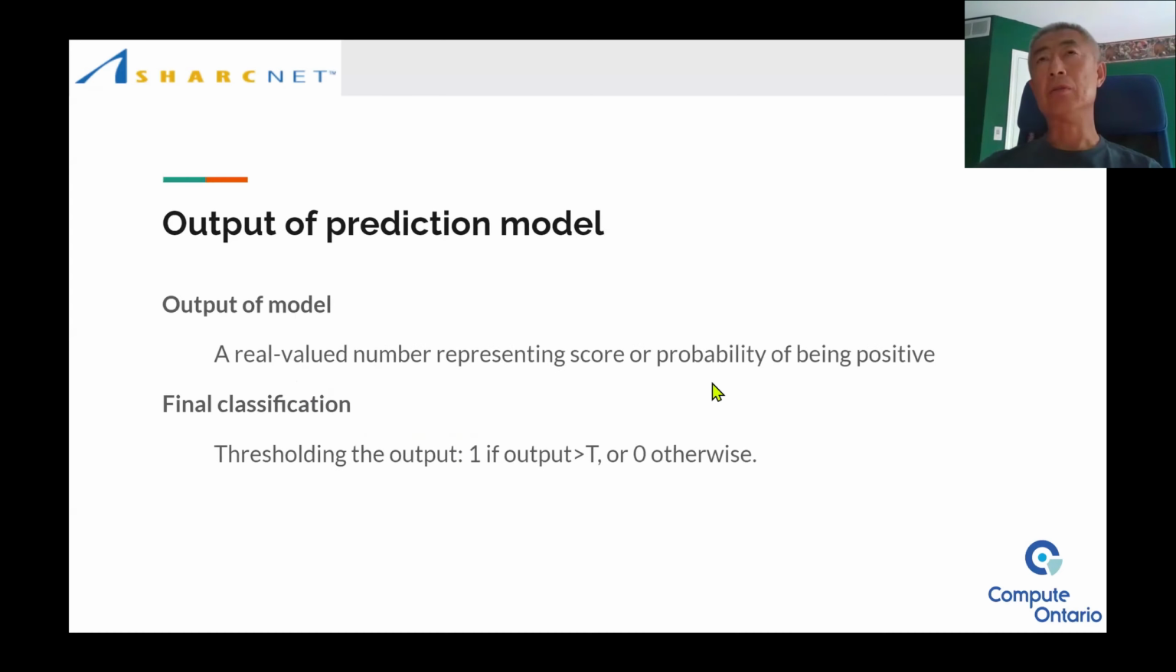All right. So normally a classification model outputs a floating point value or number that represents a score or a likelihood or probability of being positive. And that floating point number is then thresholded to get the final classification. That's the typical way it works.